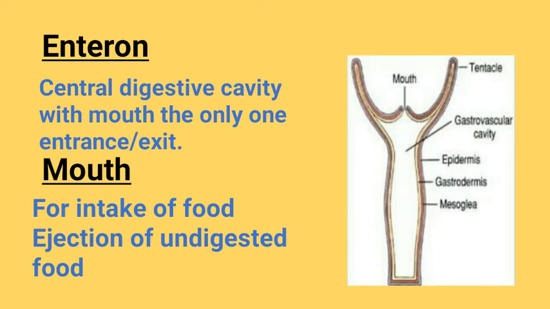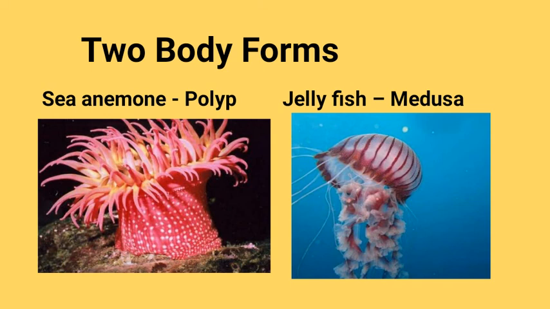Phylum Coelenterate has a central digestive cavity, clearly visible in this diagram, with only one opening, which is called mouth. Mouth is used for the intake of food and also for ejection of undigested food. There are two body forms of Phylum Coelenterate, polyp and medusa. You can see here sea anemone is a polyp form and jellyfish is a medusa form. Keep in mind the examples of these body forms so that you can easily differentiate between polyp and medusa.